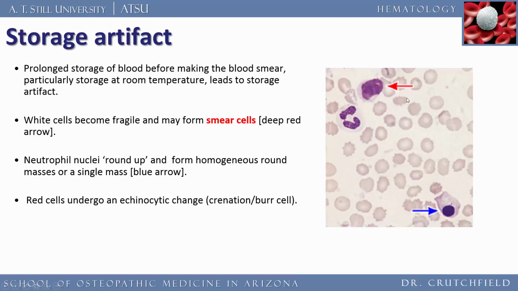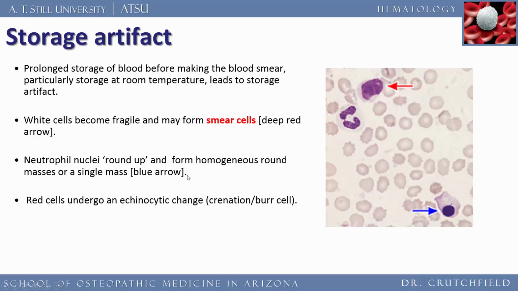Here we get these Burr cells or these crenated cells. Prolonged storage of blood before making the smear can cause artifact. And here we can see what's called a smear cell. This is a white cell which has become very fragile, and it's lost some of its cytoplasm. The nucleus still looks okay, but the cytoplasm's all pulled out. And you know something's going on because you have these crenated red cells. So we got artifact here. Well, we probably can't use this at all.